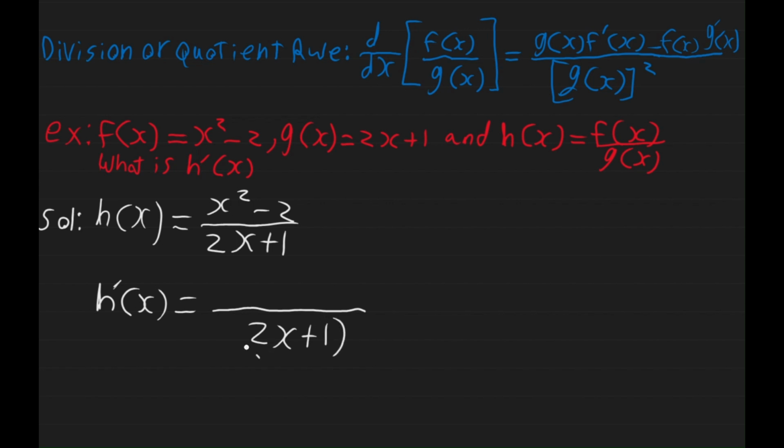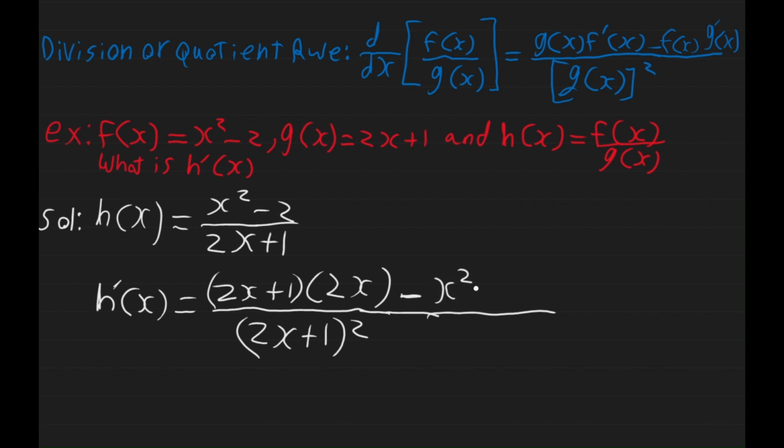2x plus 1 all power 2. Putting the denominator here, 2x plus 1. Multiplying this function by the derivative of the numerator, which is 2x minus, don't have to write minus, because this is just 0, minus the numerator, which is x power 2 minus 2, times the derivative of the denominator. And the derivative here is this, not this, because this is power 2. So just 2.